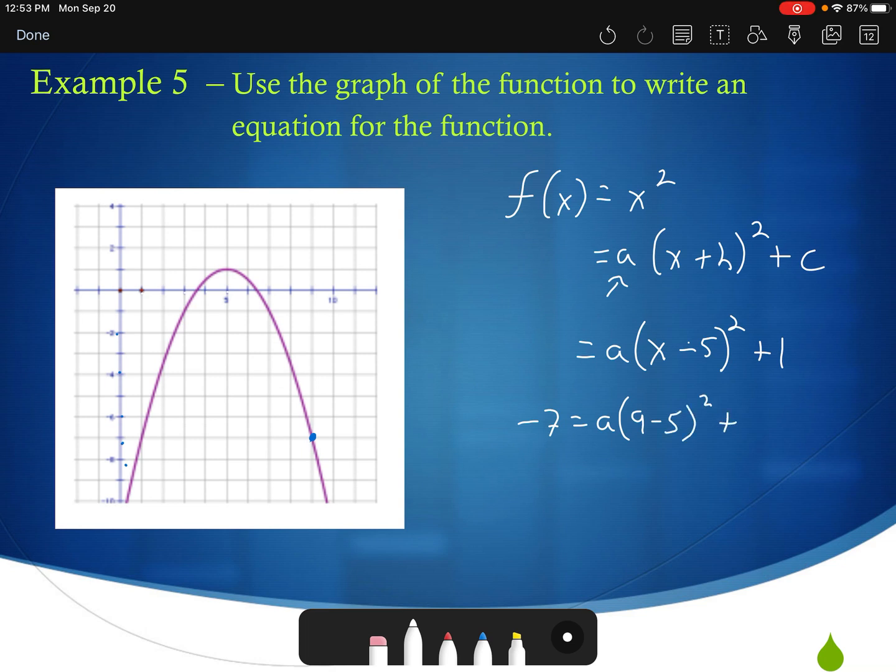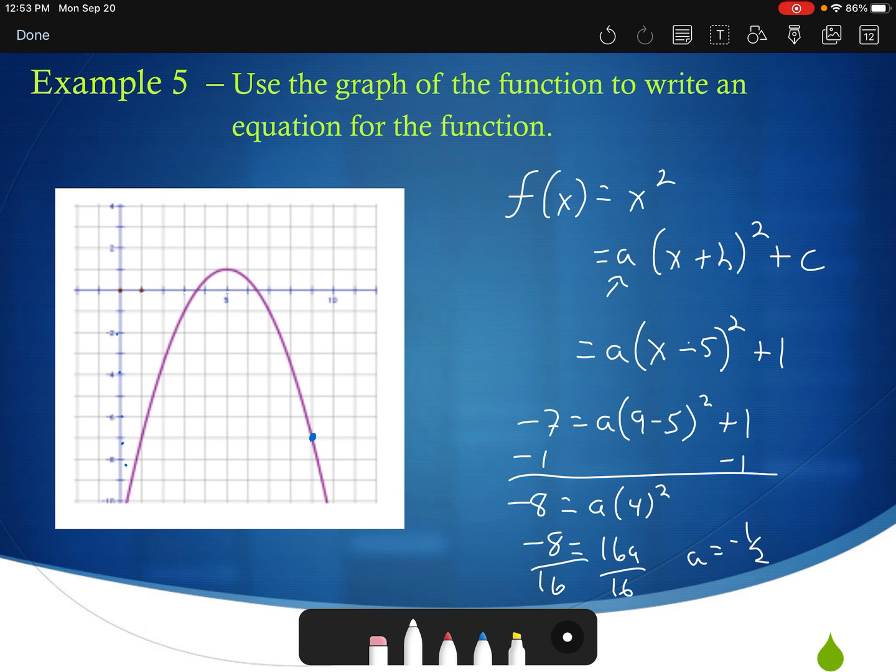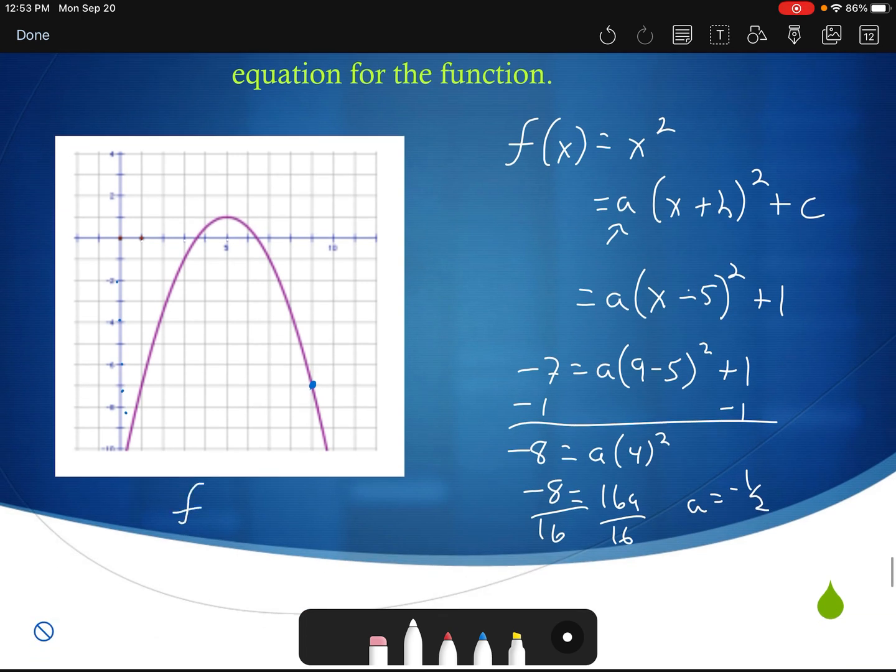So we need to find A. Let's see what this looks like. We need to find that constant. So subtract 1. -8 equals A, 4 squared. Looks like 16A. Yep, looks good. -1/2. So this function then is f of x equals -1/2 times (x minus 5) quantity squared plus 1.